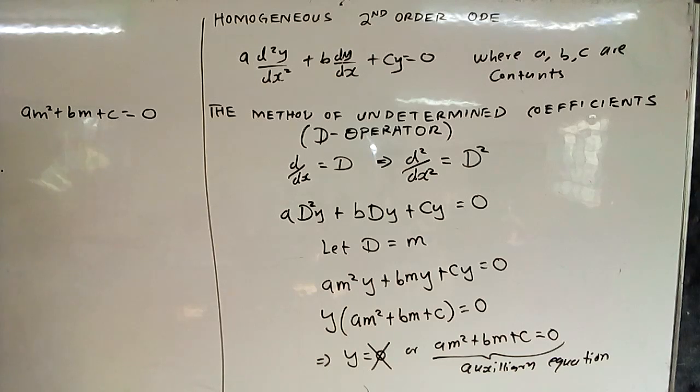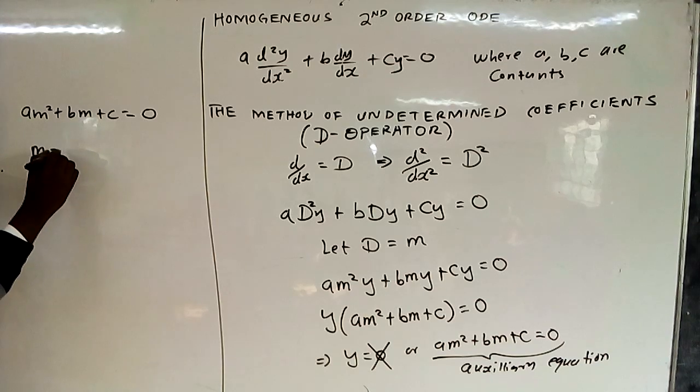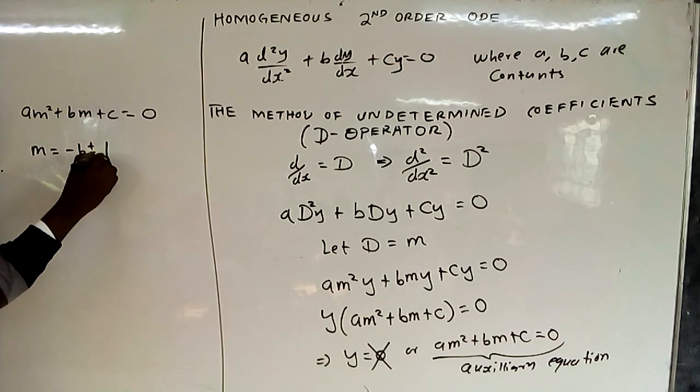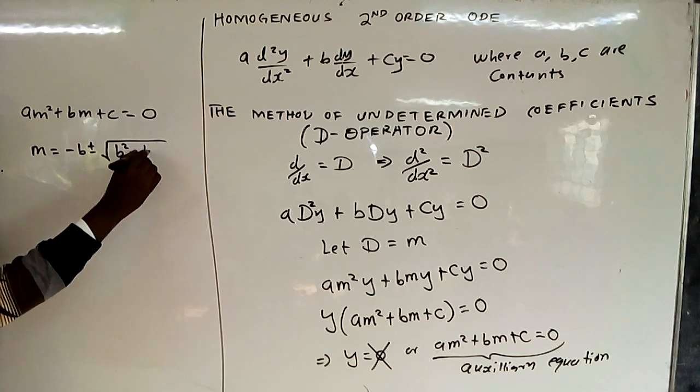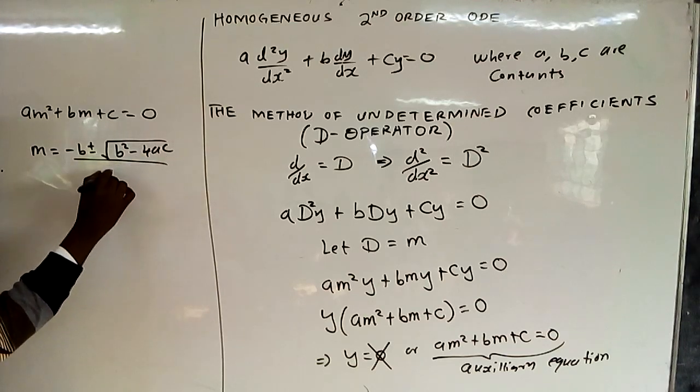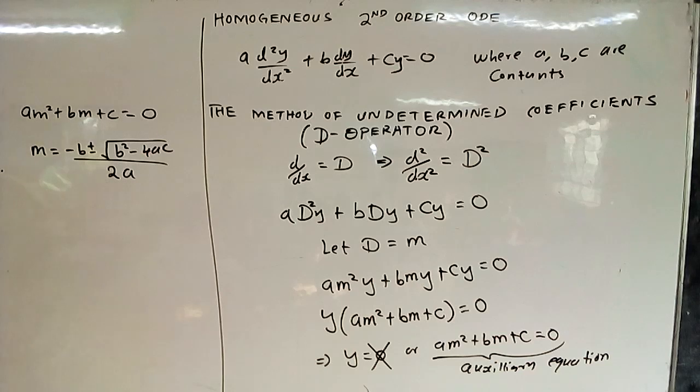From here, this is a quadratic equation, isn't it? So if this is a quadratic equation, then m will be given by the quadratic formula: minus b plus or minus the square root of b squared minus 4ac, over 2a. That will give you the solution of m, which is how to solve a quadratic equation.